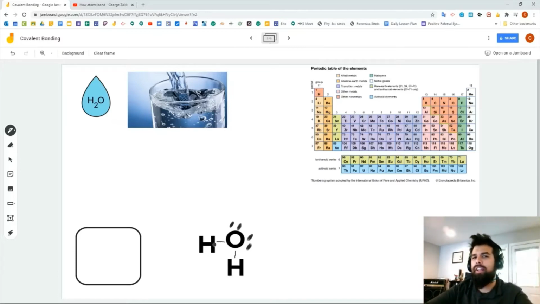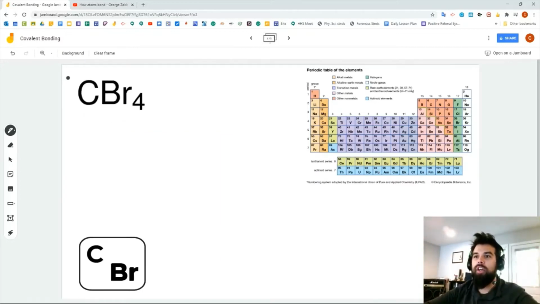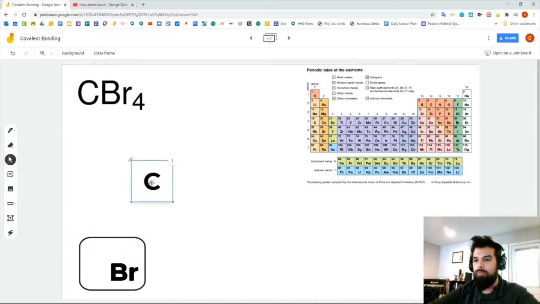Let's take a look at another example with some things that have a few more electrons. Okay, so this is called carbon tetrabromide. And it is a carbon and 4 bromine atoms. I know that there are 4 bromine atoms because it has this little tiny 4 at the right of it. So I know that I need 1 carbon and I need 4 bromines.